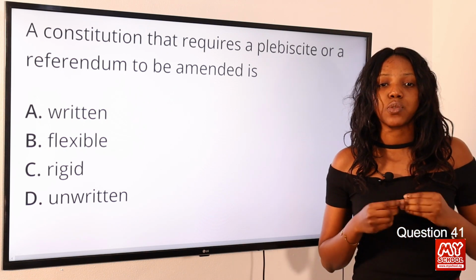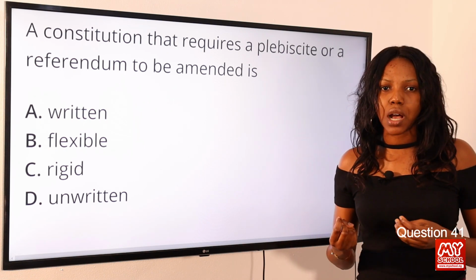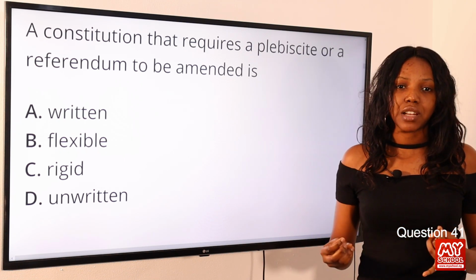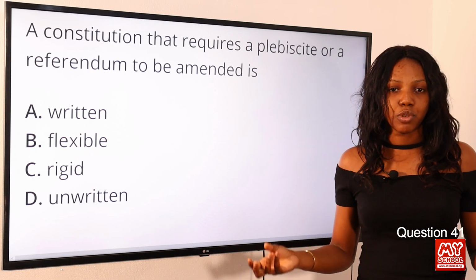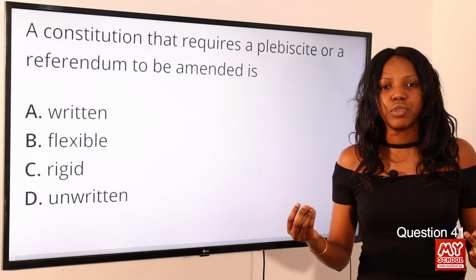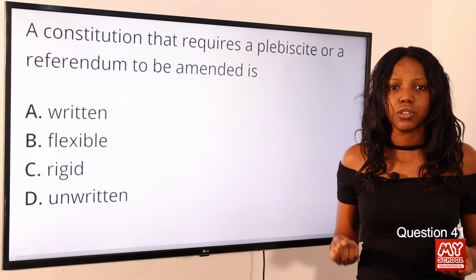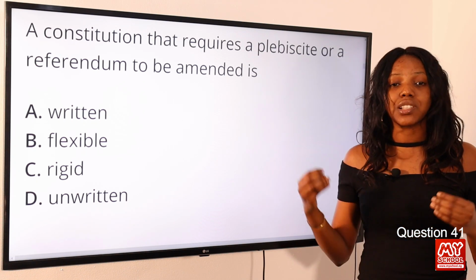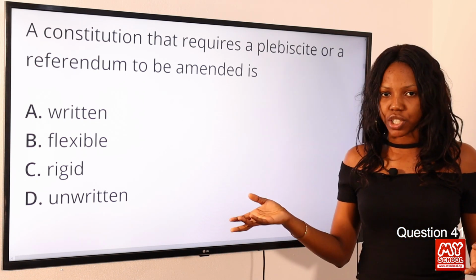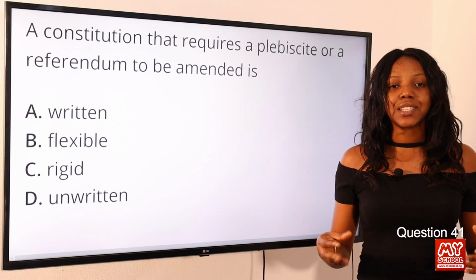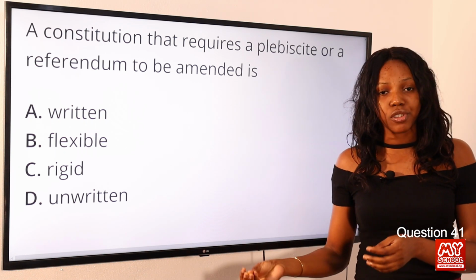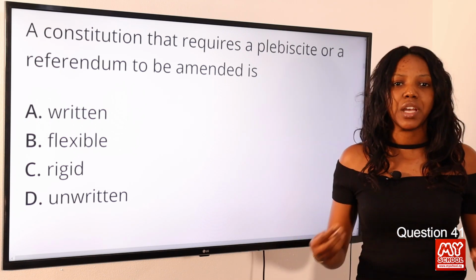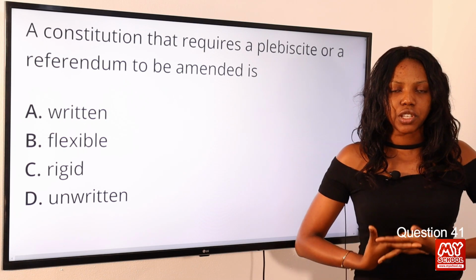Rigid is a constitution as well as a method of amendment. And what does it require for amendments? It requires a referendum or a plebiscite. Referendum and plebiscite are synonymous. Okay, it also might require a simple majority or a special majority and all of that. So the answer to this question is option C. However, the controversy in this question is between written and rigid. Okay, so from my findings, most countries that adopt the written constitution also adopt the rigid constitution as a method of amendment. So the answer to this question is option C, rigid.